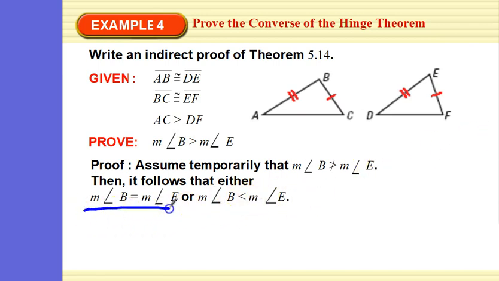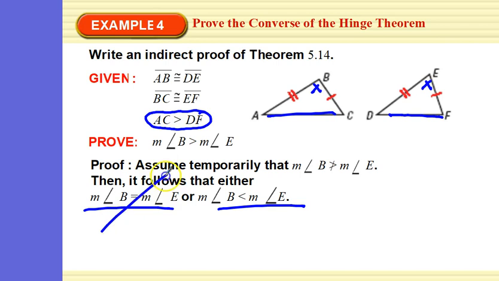All right, well, if they're equal, if angle B is the same, so let's just call it x, as angle E, right? They're both the same. Well, then this segment would be equal to this segment. Let's see what they're saying. Is AC equal to DF? No, that contradicts the given. Therefore, they are not equal.